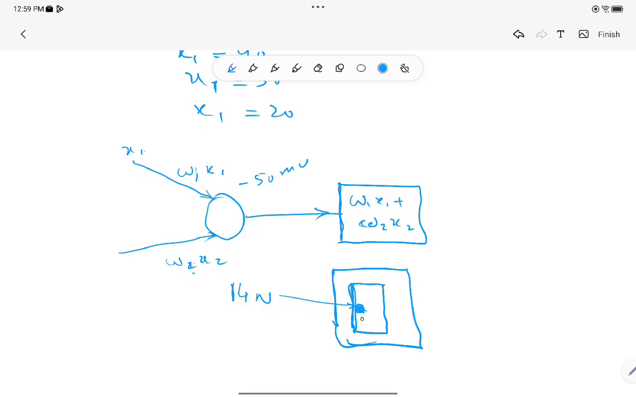If you exert a force less than 14 Newton, say 10 Newton, you cannot turn the knob. If you exert greater than this, say 15 Newton, then the door will open. This 14 Newton is called the threshold force. A force less than the threshold is ineffective, and a force greater than the threshold is effective. The same is the case with this neuron model. This is what McCulloch and Pitts guessed.